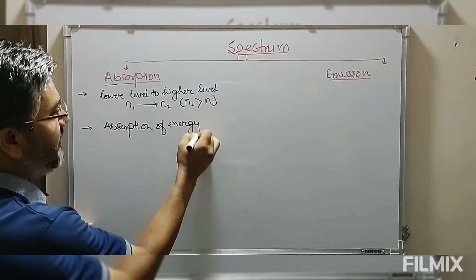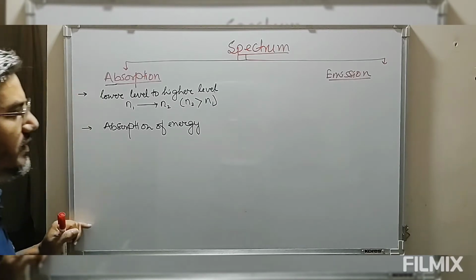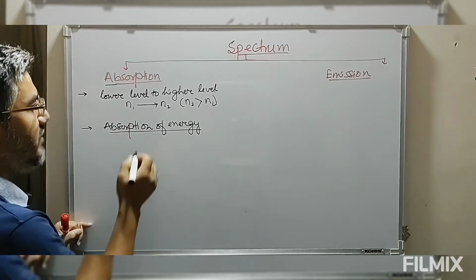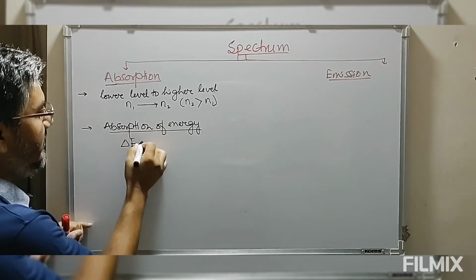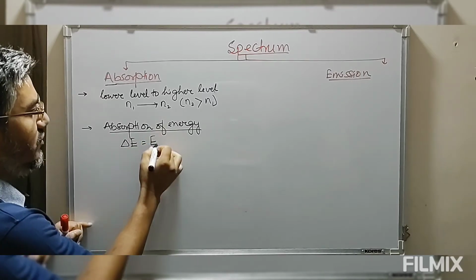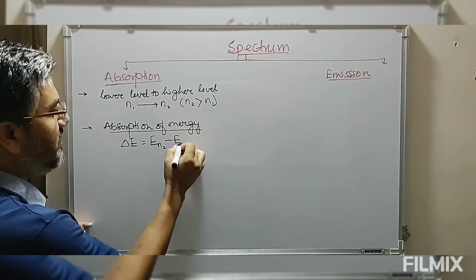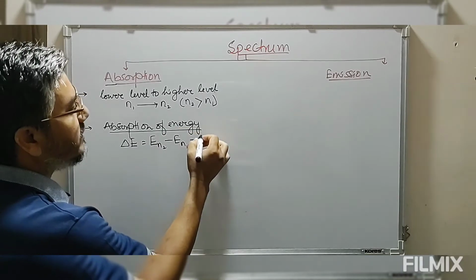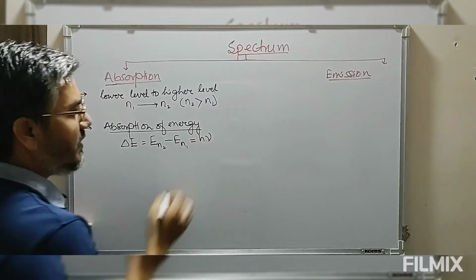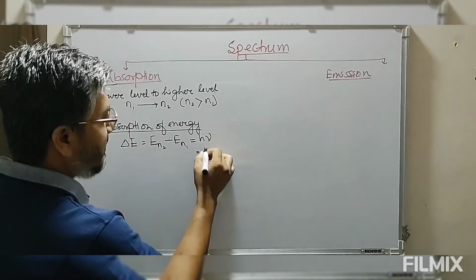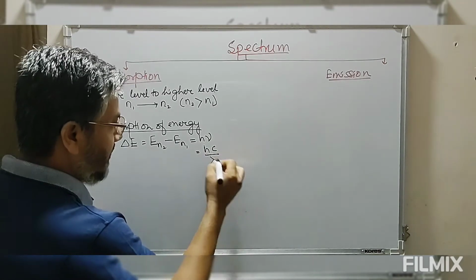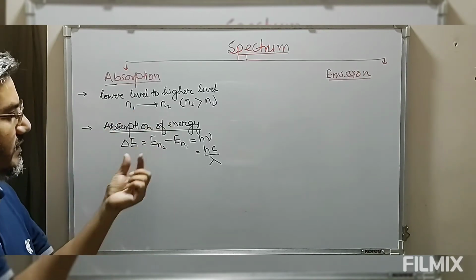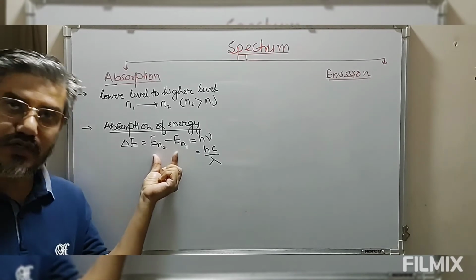This absorption of energy must be in the form of electromagnetic radiation. So how much energy is to be transferred? That equals delta E, that is, the energy of the electron in the n2 level minus the energy of the electron in n1. This absorption of energy is in the form of electromagnetic radiation, which is h nu, or we can say hc by lambda. So during the transfer of electrons from the lower level to the higher level, this much energy must be supplied to the system.